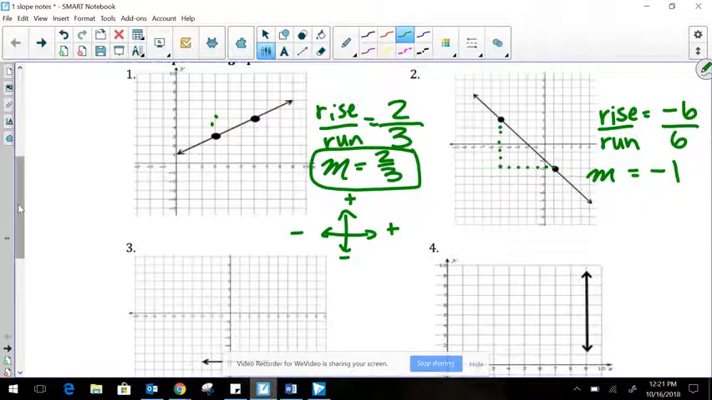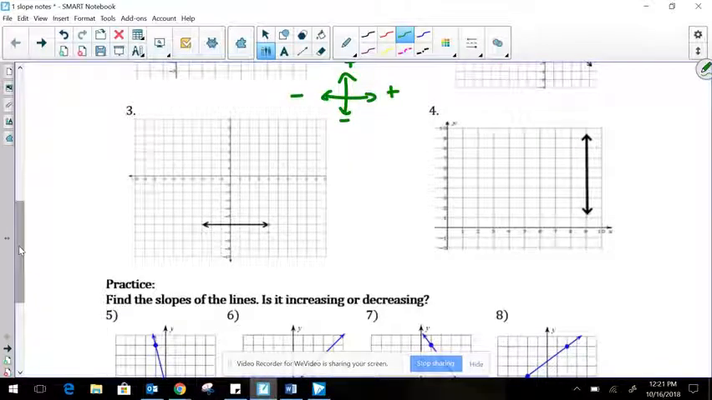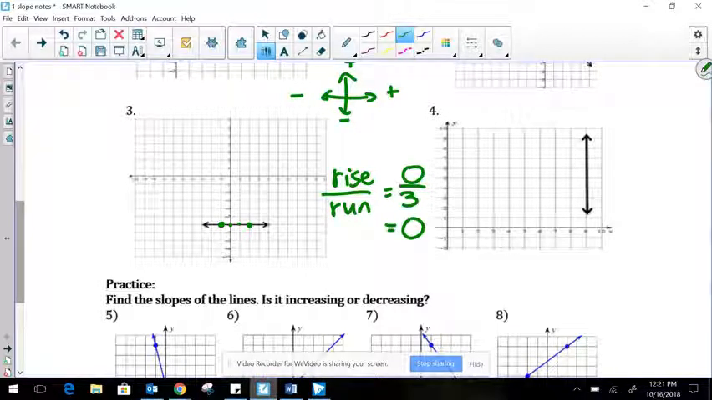Okay, then number 3, this is that horizontal line. So you're probably looking up at the top of your notes and thinking, oh, I already know what that slope is. But let me show you if you forgot. If I pick 2 points on the line, I just picked randomly, I'm rising none. I actually am not rising at all. So I'm going to put a 0 there. I'm running over 1, 2, 3. So any time you divide 0 by a number, you're always going to get 0. So that's how I'm getting this slope is equal to 0 with the rise over run method.